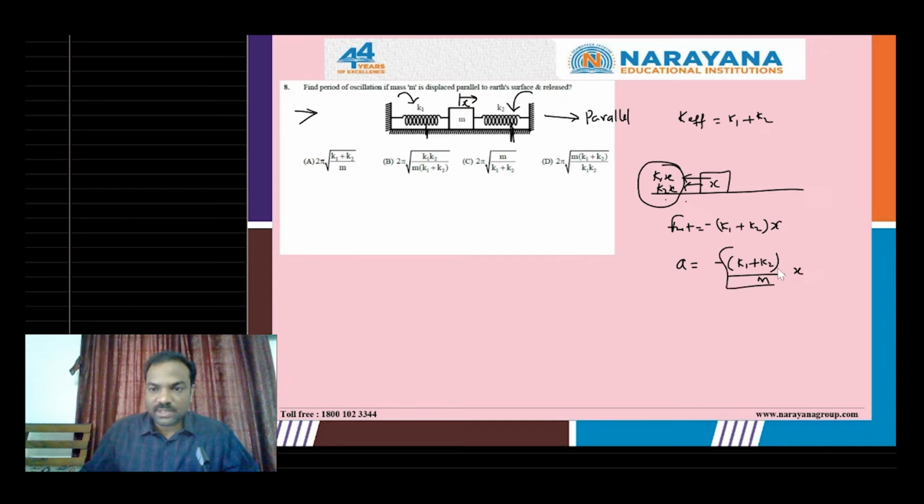Then this will become the omega square term, or effective k value, you can simply write k1 plus k2. If you know the effective value, you can go for the time period value, 2 pi into root of m by k effective, where k effective is equal to k1 plus k2. So this will give us the answer C.